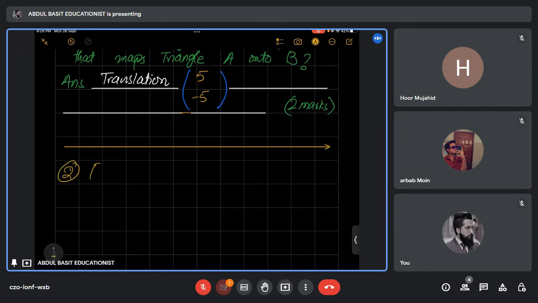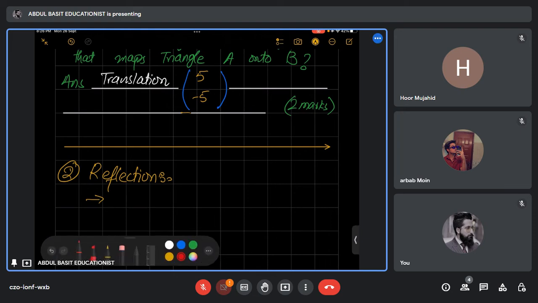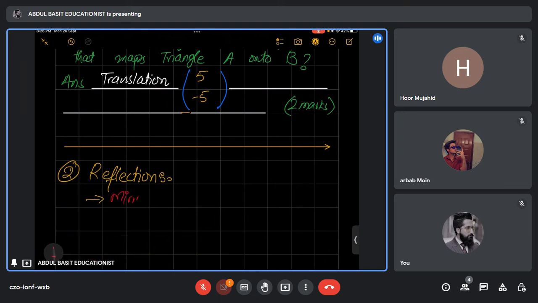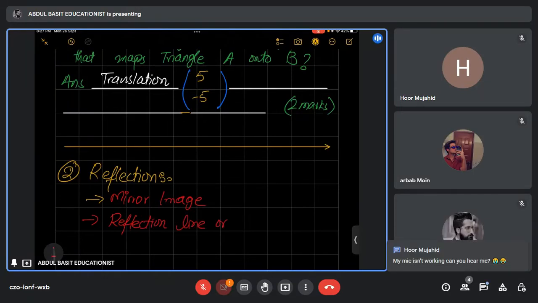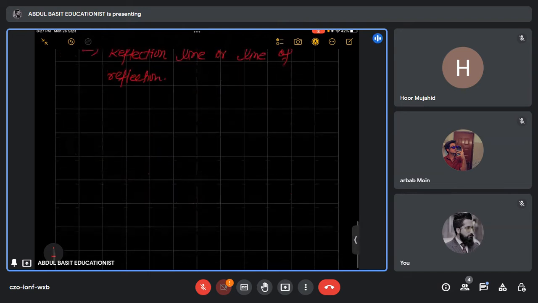What is the second type? Reflection. Reflection is a mirror image. And if we have the mirror image, we must have the reflection line, and in maths this is called the line of reflection.